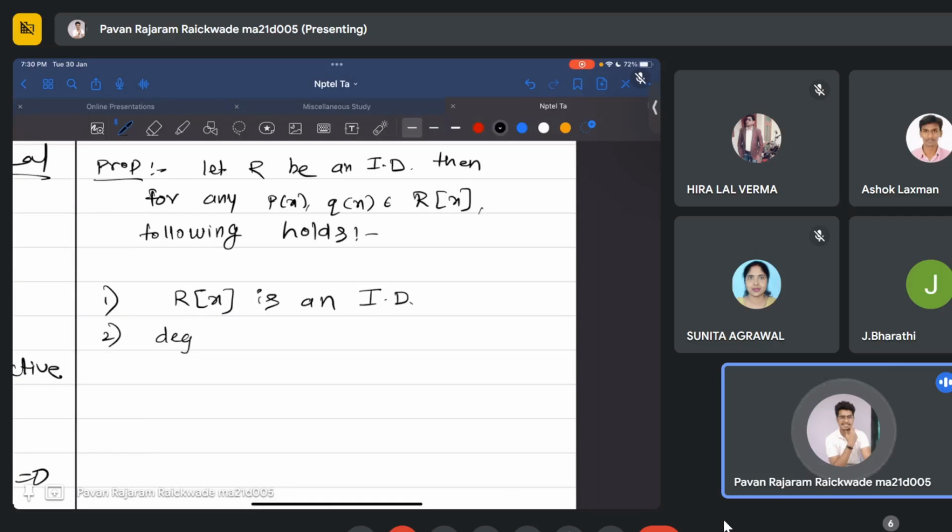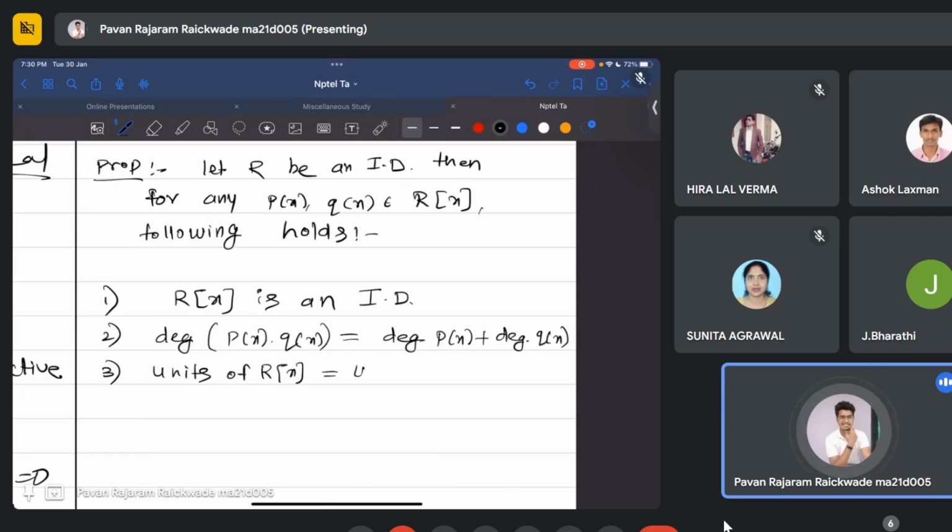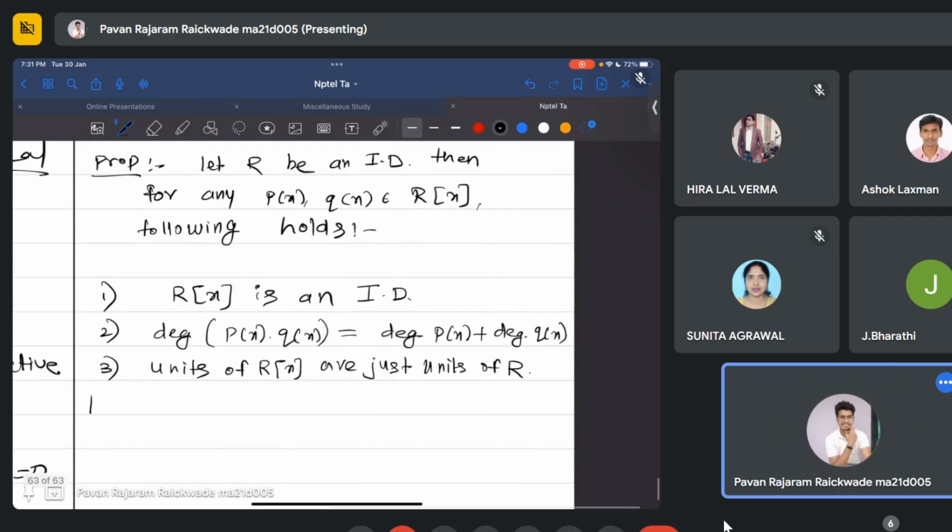Second thing, the degree of the polynomial P(x) times Q(x) is equal to the degree of P(x) plus the degree of Q(x). Okay. And third thing, what are the units? Units of R[x] are basically units of R. Okay. So this is the resemblance between R and R[x]. We'll prove these results.